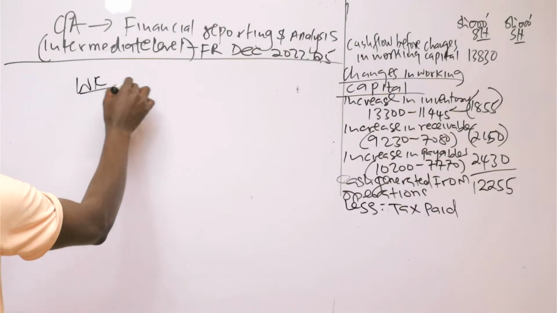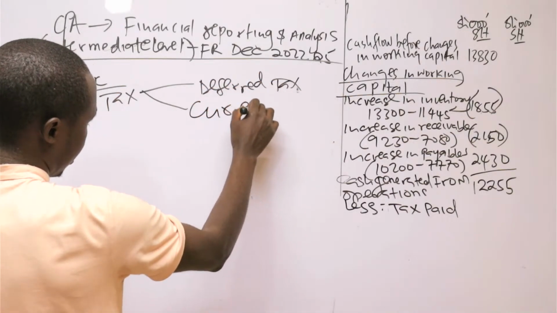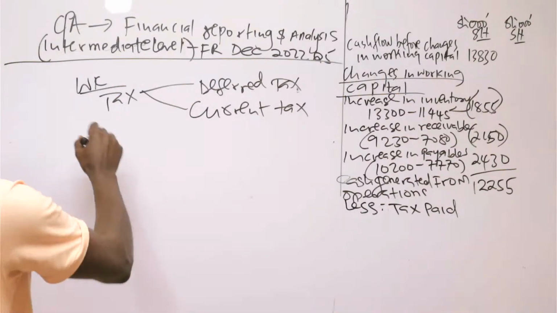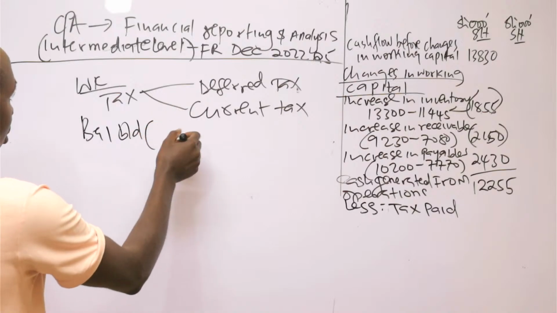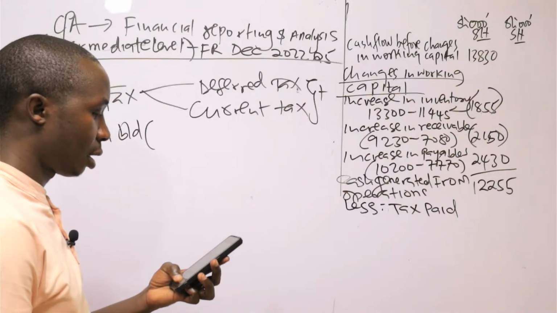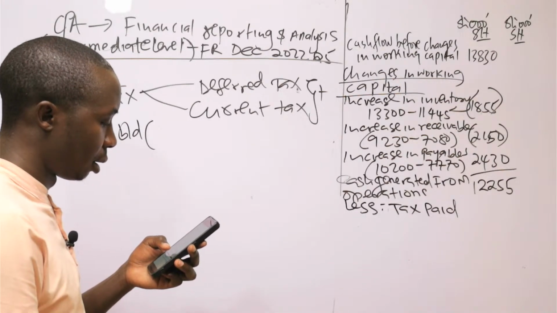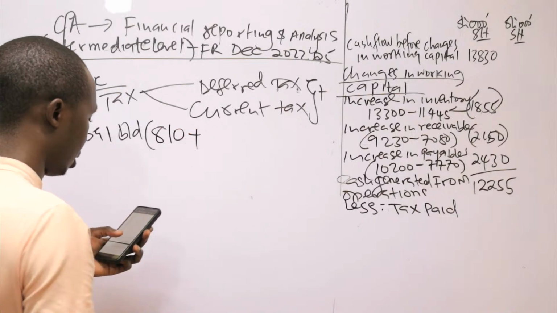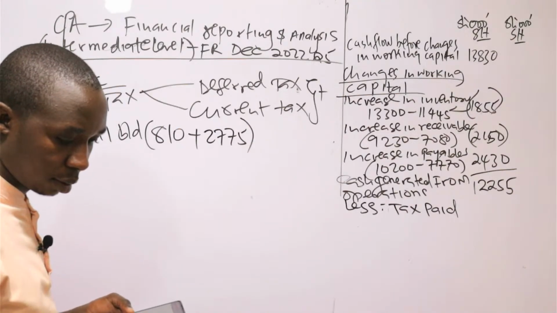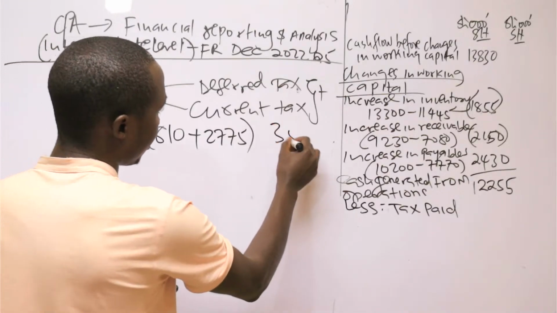So for the working for tax, we consider deferred tax and current tax. In this case, you start with the balance brought down. You combine deferred tax and current tax. Deferred tax is under non-current liabilities. For 2021, that is the balance brought down, then 2022 balance carried down. So deferred tax there is 810 plus the current tax, which is 2775. If I add the two, 810 plus 2775, you have 3585.